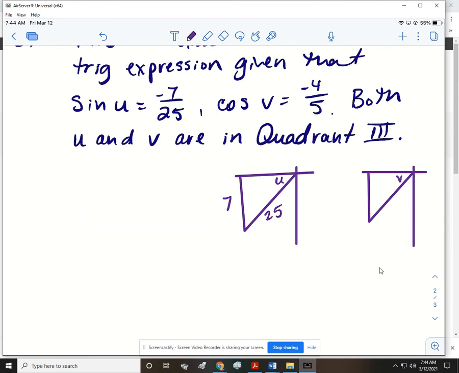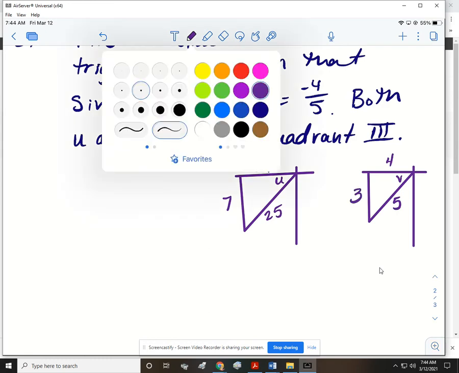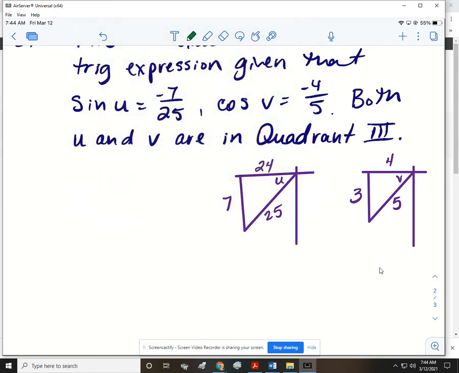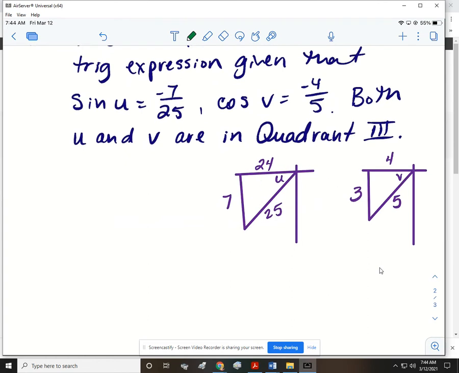Now this is actually a Pythagorean triple that you may or may not know. We kind of reviewed it a little bit for the ACT, but this side is going to be 24. Right, and then for v, I know that the cosine is -4/5, so I know that the adjacent is 4, the hypotenuse is 5, and that's going to make the opposite 3. Okay, now what you'll be given is something to find, and what we're going to find first is the cosine of u plus v.